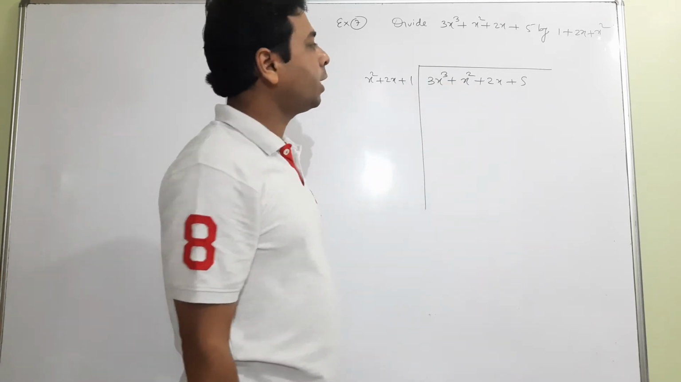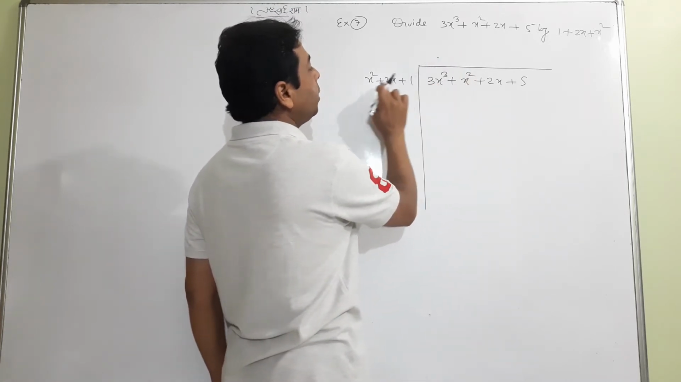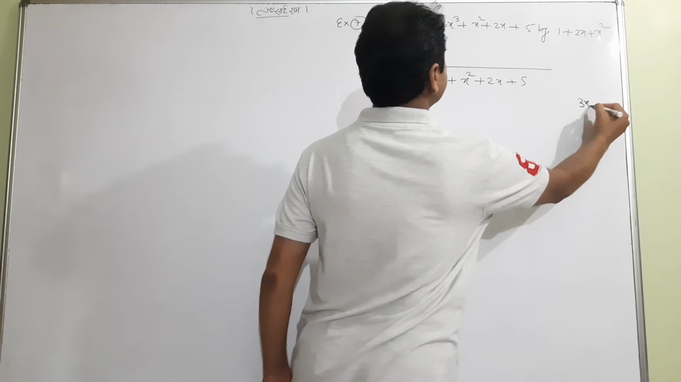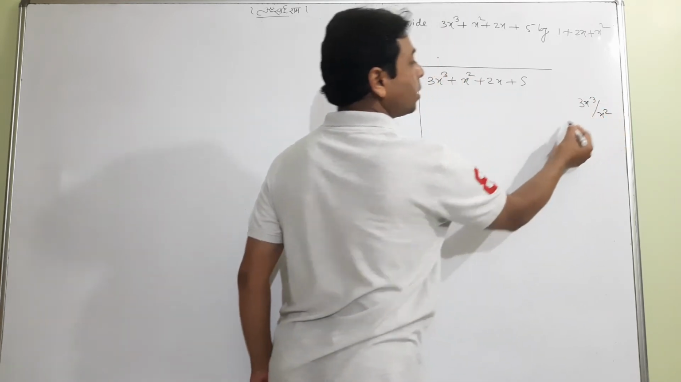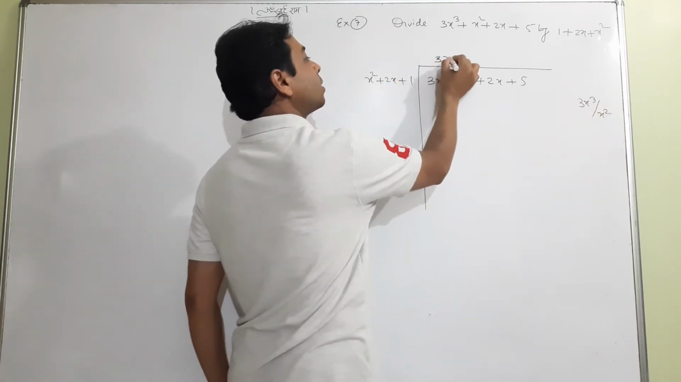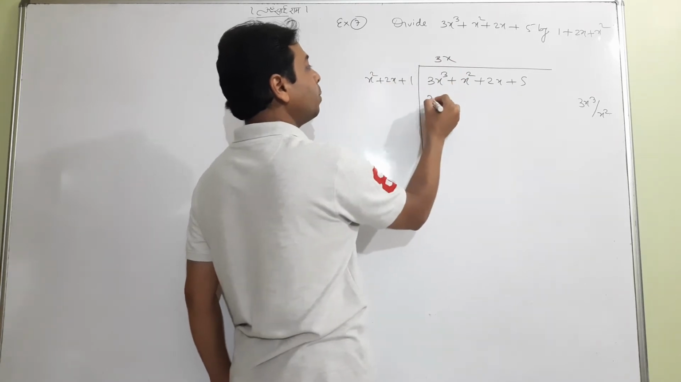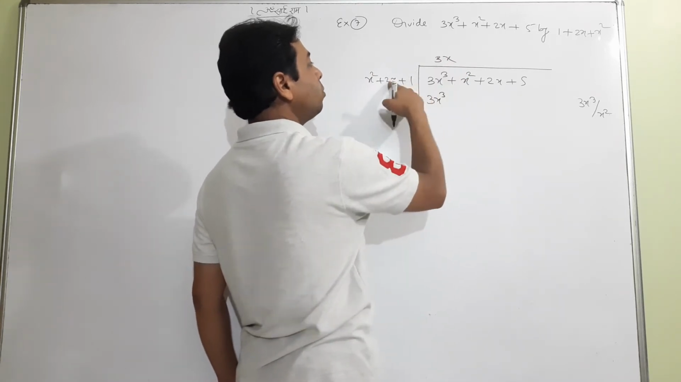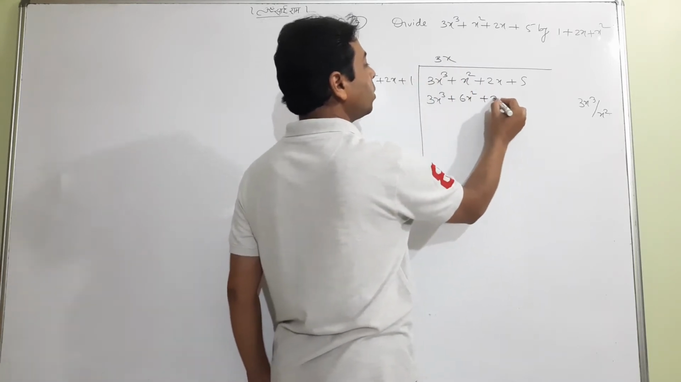Now I'll divide. I taught you the method. I'll divide this and this in rough work. It is x square. After cancelling it is 3x. You understand, x square and 3x cube, it is 3x. So 3x will multiply with all the terms. 3x into x square will be 3x cube. 3x into 2x will be 6x square. 3x into 1 is 3x.